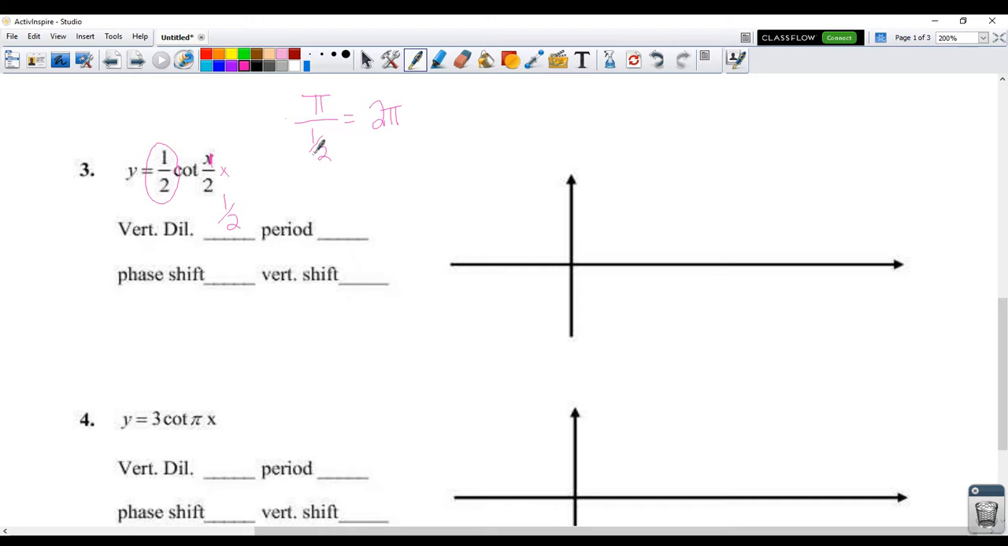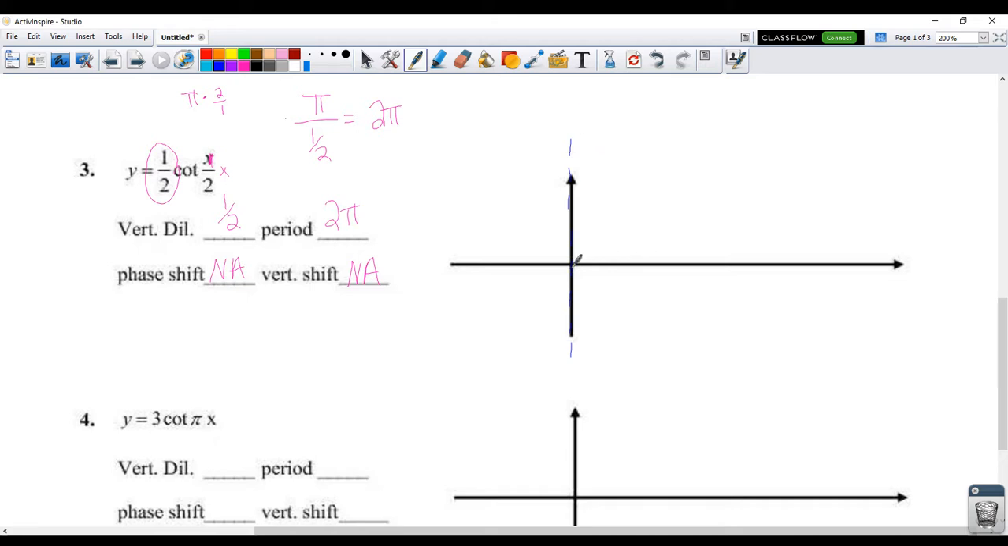Because instead of dividing by a fraction, we multiply by the reciprocal. So 2 pi is the period here. It has no phase shift and it has no vertical shifting. So cotangent, if you remember, hopefully you do, has an asymptote through the origin, just like sine has a 0. So everywhere cotan or sine is 0, cotan will have an asymptote.